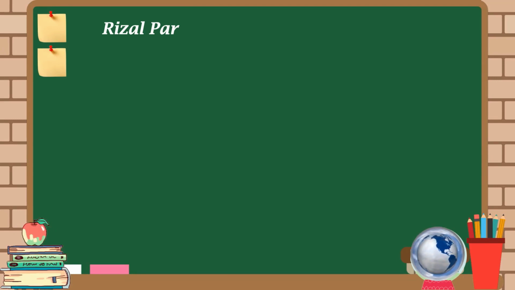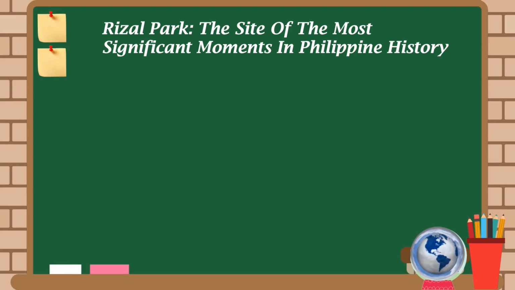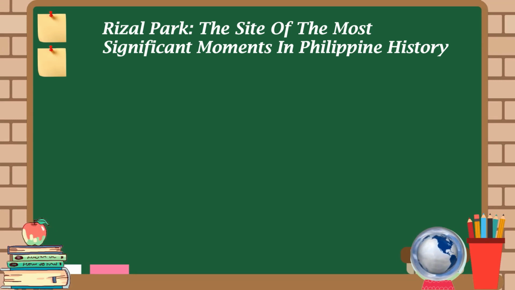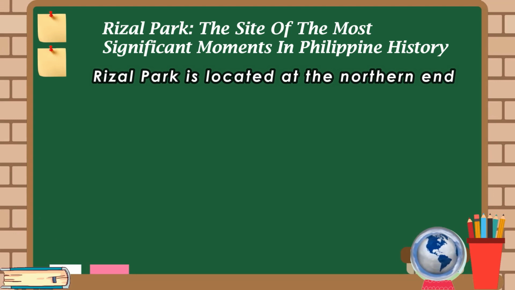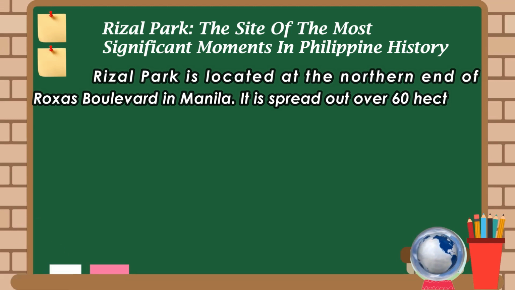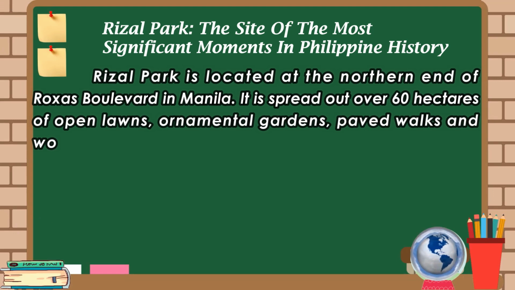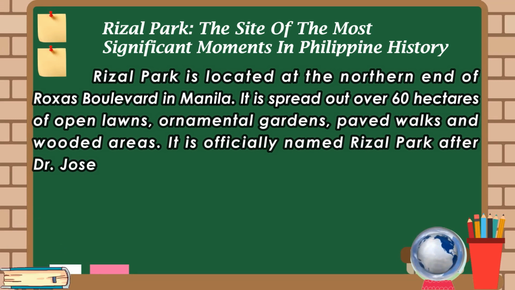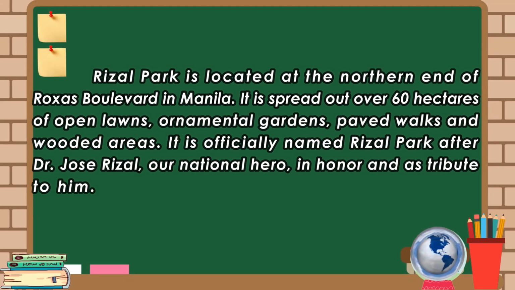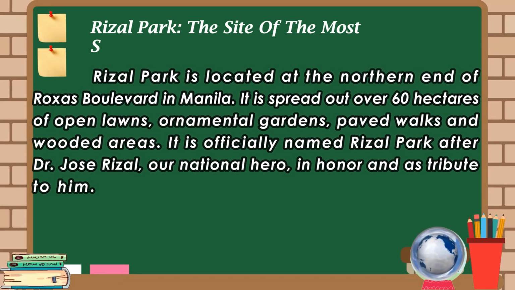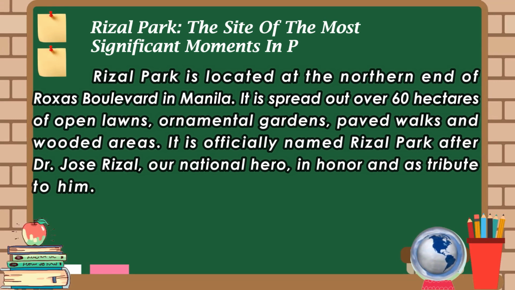Article number 2. Rizal Park, the site of the most significant moments in Philippine history. Rizal Park is located at the northern end of Roxas Boulevard in Manila. It is spread out over 60 hectares of open lawns, ornamental gardens, paved walks, and wooded areas. It is officially named Rizal Park after Dr. Jose Rizal, our national hero, in honor and as tribute to him.